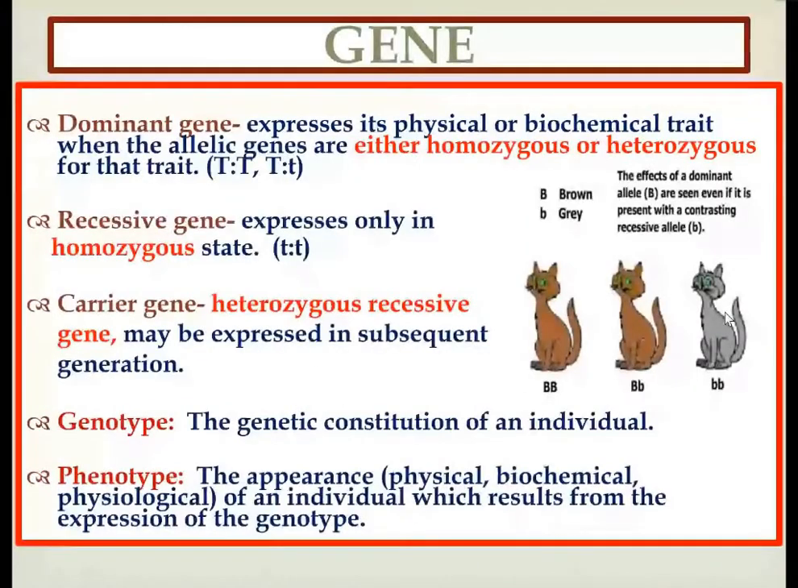Now, what do you mean by the dominant gene? What do you mean by the recessive gene? Say in this diagram, we have three different cats, showing the color of the cat. This is the brown one, this is the brown one, and this is the gray one. The capital B will represent the brown, the small b will represent the gray one. Now when you see the genetic makeup of this one, capital B is there, capital B is there.